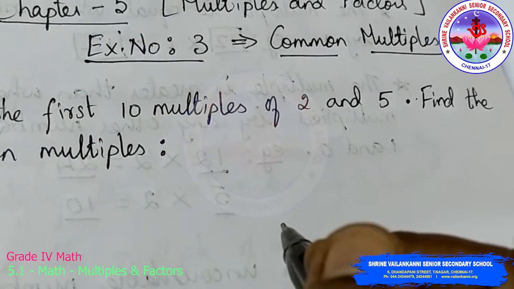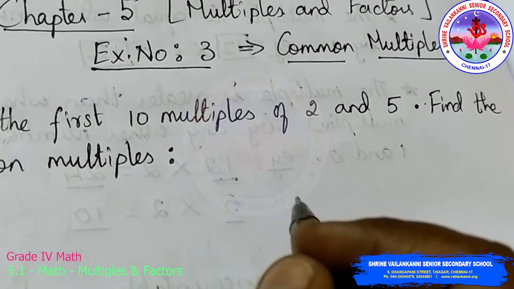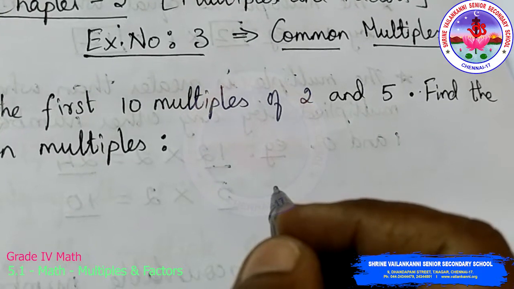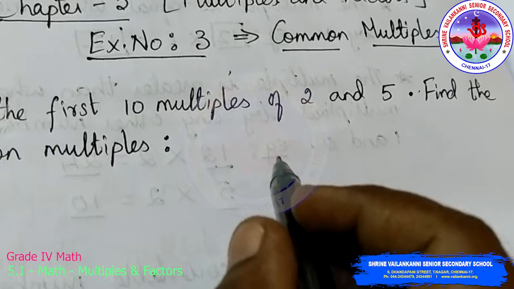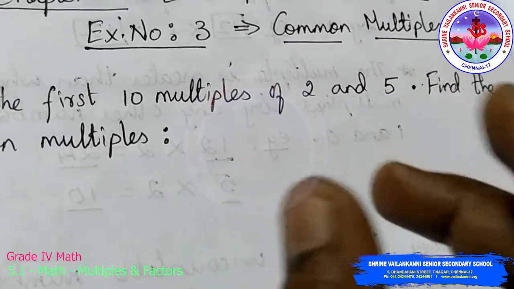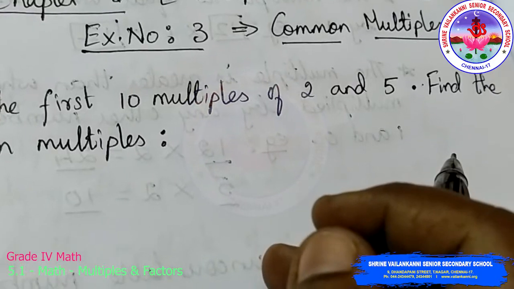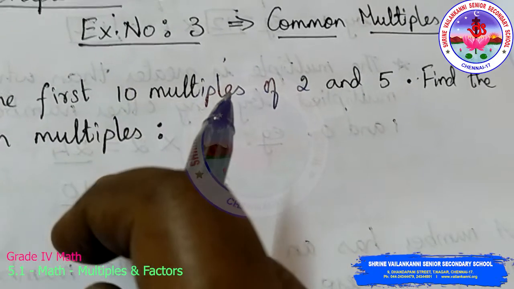So in the previous first and second exercise videos I taught you how to find the multiples of any number. There I took the example of 2, and I am going to show you here how to find the multiples of two numbers, which are 2 and 5, and then after finding the multiples of 2 and 5 we are going to find the common multiples.